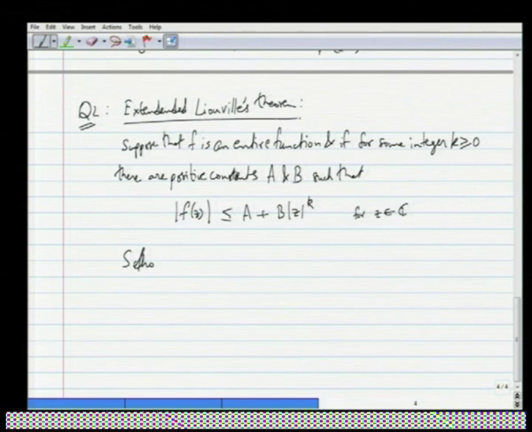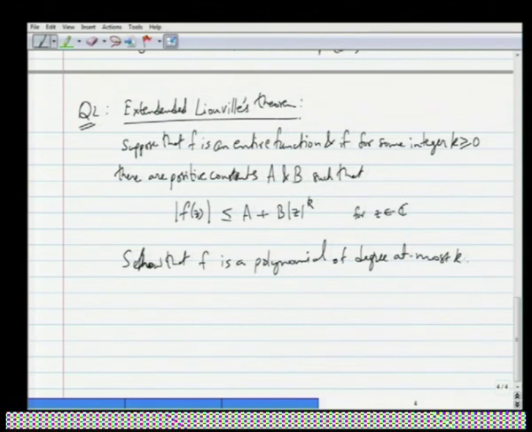So the next question is the extended Liouville's theorem. Suppose that f is an entire function, and for some integer k greater than or equal to 0 there are positive constants a and b such that the modulus of f of z is less than or equal to a plus b times the modulus of z to the power k. That inequality is true for any z belongs to C. Show that f of z is a polynomial of degree at most k.